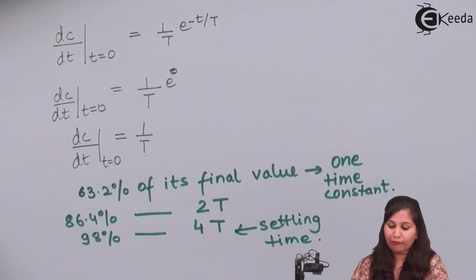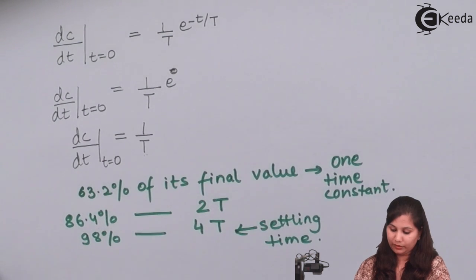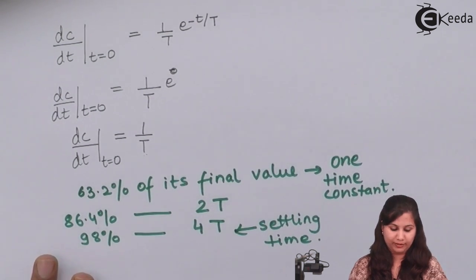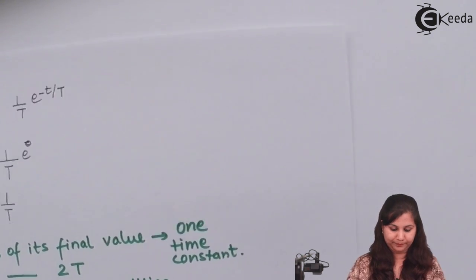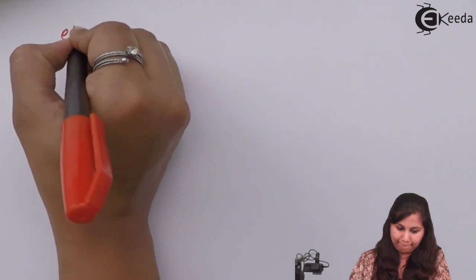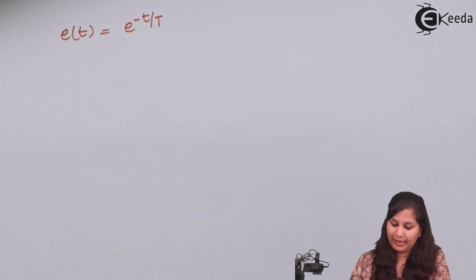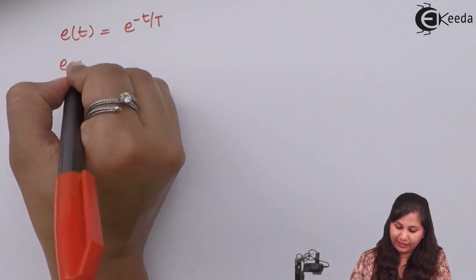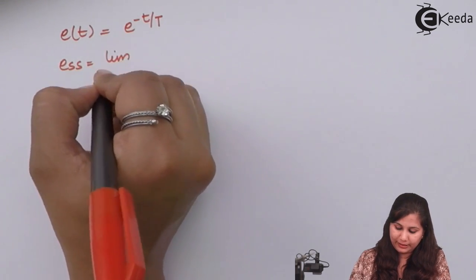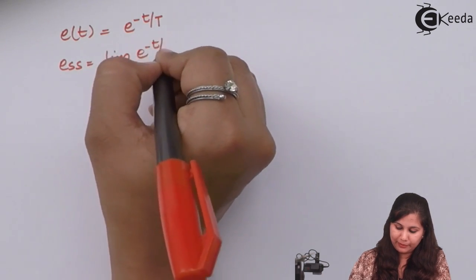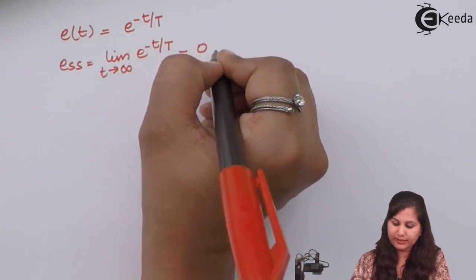So this was the output response equation when the input is a unit step function. We have calculated the error in this case, that is e(t), and it came out to be e raised to the power minus t by T. The steady state error we also calculated: limit t tends to infinity of e raised to the power minus t by T, and it is equal to 0.